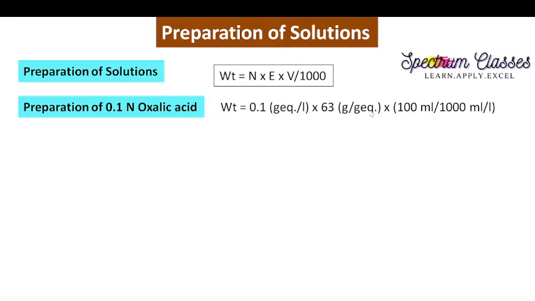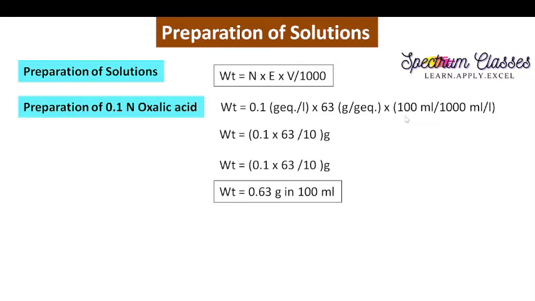So 63 grams per gram equivalent, and I want to prepare it in 100 ml. So 100 ml divided by 1000 milliliters per liter. Therefore, in this manner, if I calculate, the weight is this much in grams. On solving it, I get 0.63 grams in 100 ml. Fine. So this is how we are going to prepare the oxalic acid of 0.1 normal.